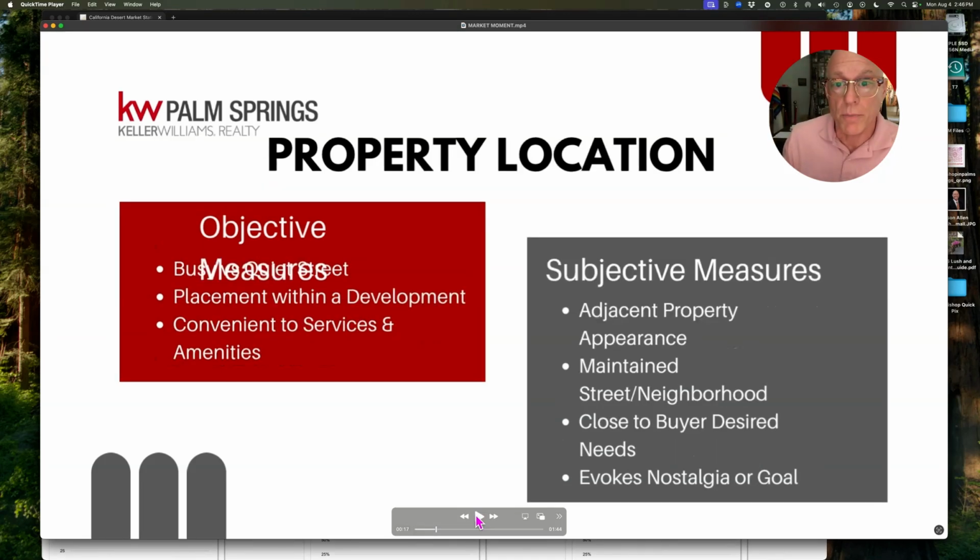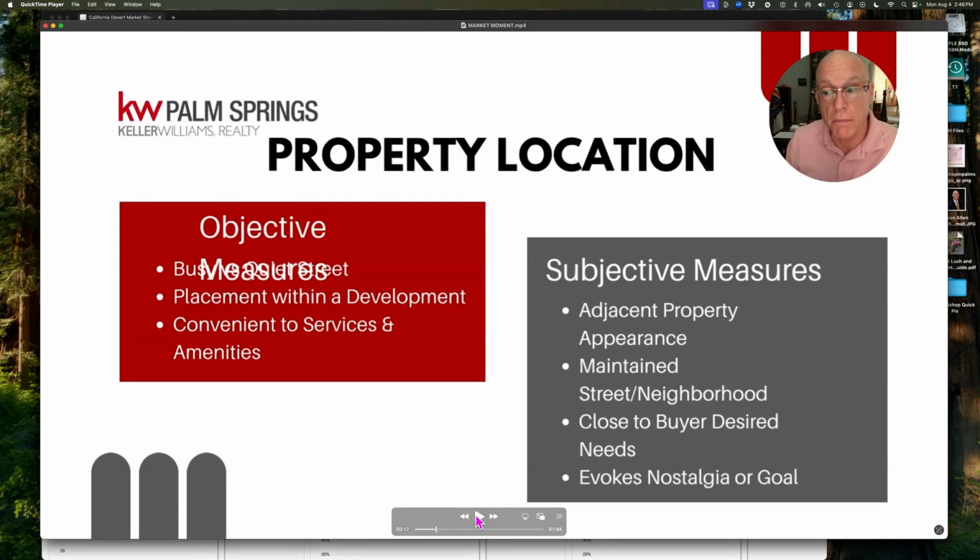The second point is property location. Again, I apologize for the red box. Whether it's a busy street or not. Placement within a development. Is it all the way at the back of the development? Is it closer to the front? And then if the property is convenient to grocery shopping, medical facilities, that sort of thing.